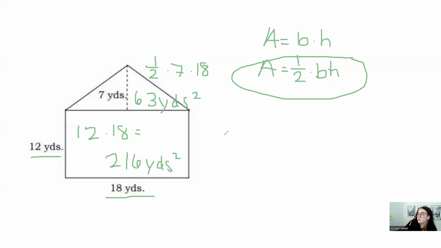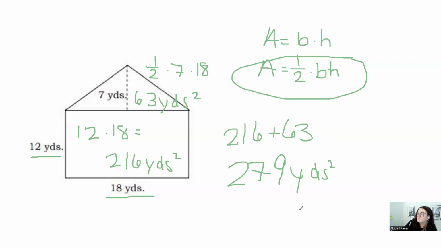Now that I've got my two areas, 216 yards squared for that bottom rectangle and 63 yards squared for my top triangle, I can add those together and they give me a total of 279 yards squared. So again, you're splitting up your shape differently.